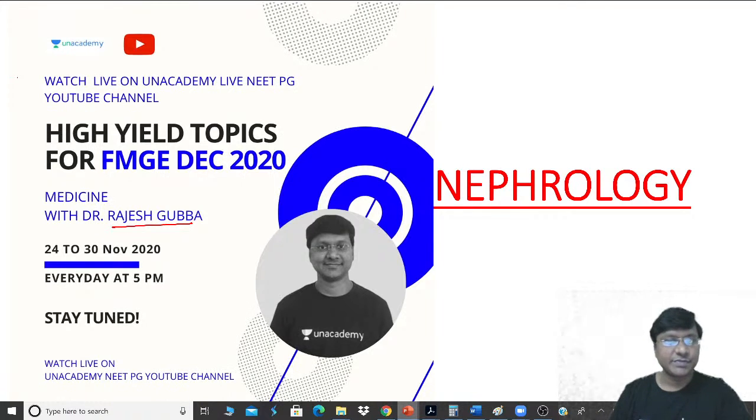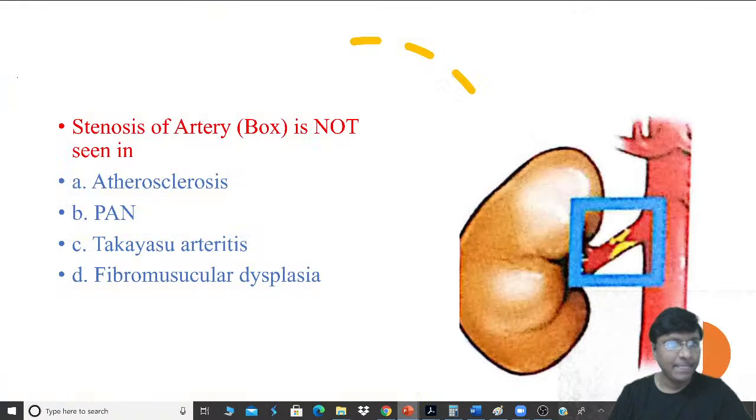Now let me start the first question related to nephrology. The first question is: stenosis of the artery which is shown in your box is not seen in atherosclerosis, Takayasu arteritis, fibromuscular dysplasia. Please answer this question, Avinash. Stenosis of the artery is not seen in.